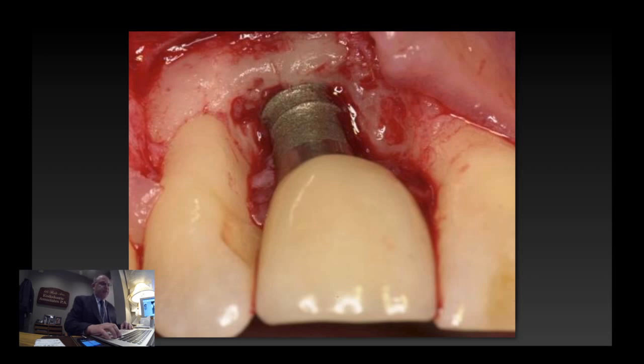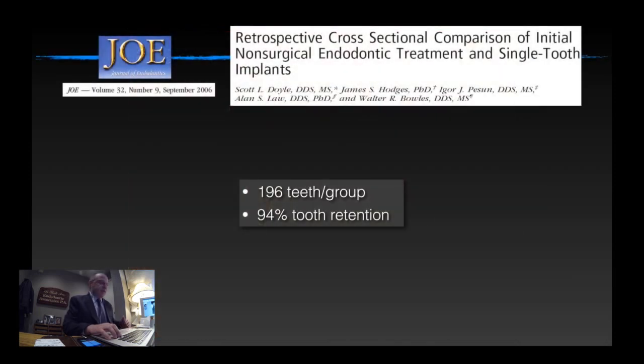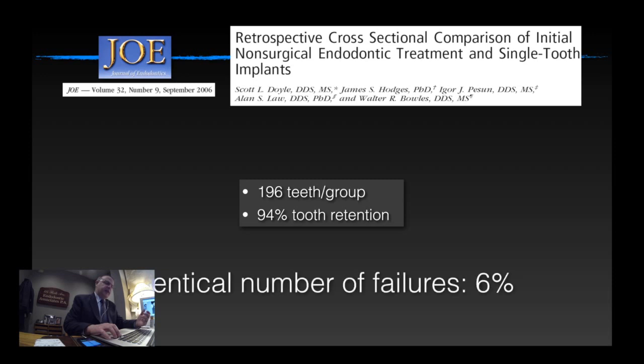And when you see implants fail, they fail for the same reasons the original teeth failed. When you compare, in a retrospective cross-sectional study, single tooth implants to endodontic treatment, what we find is that teeth get 94% retention. And this is pretty solid. If you compare to implants, they have an identical number of failures.